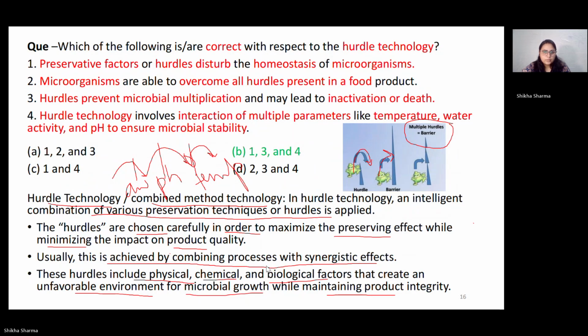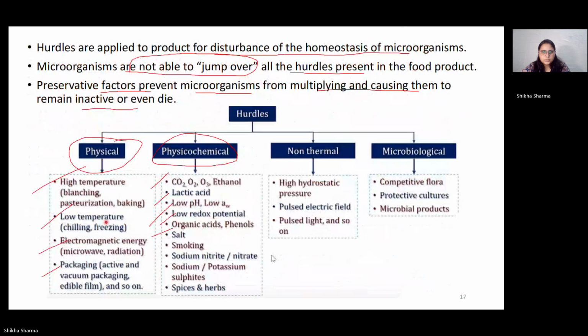Then yeah, then the salting and then smoking, and then sodium nitrate or the sodium nitrite, and then sodium potassium sulfides and spices and the herbs. Then there are other methods like the non-thermal processing methods, which includes high hydrostatic pressure and the pulse electric field, pulse light, and so on.